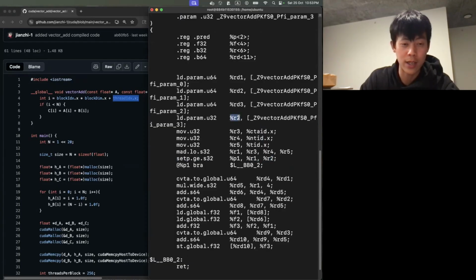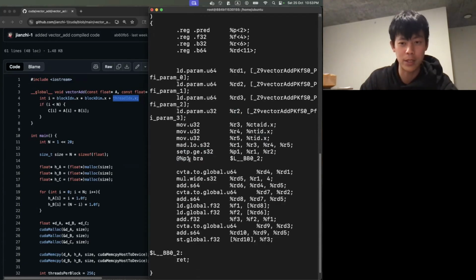What is R2? R2 is N, right? So if I is greater or equal to N, we are going to set this predicate bit. This predicate bit is probably just 1 bit, a Boolean bit. And if this predicate bit is true, then we will proceed to jump to this label. What is this label? Well, this label just returns.